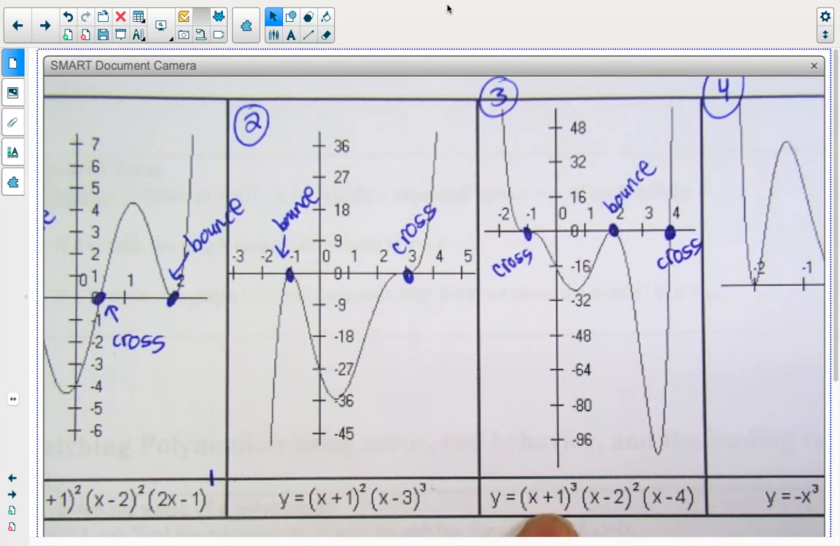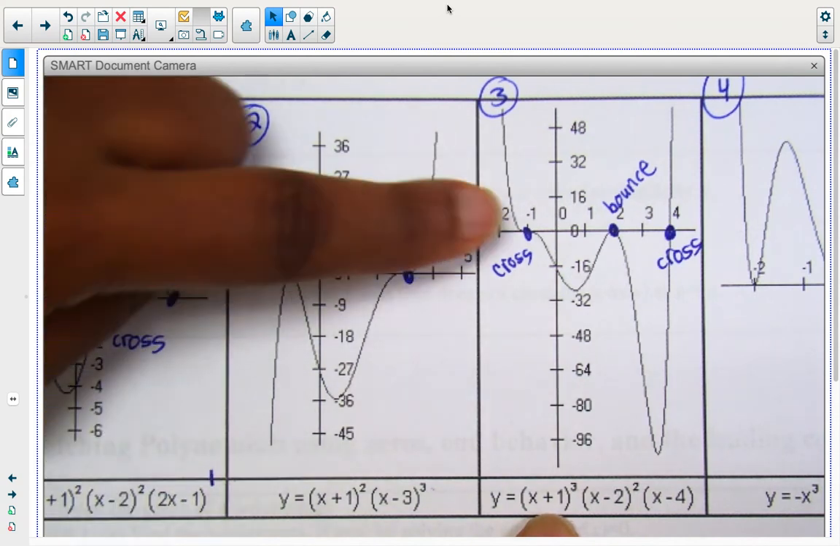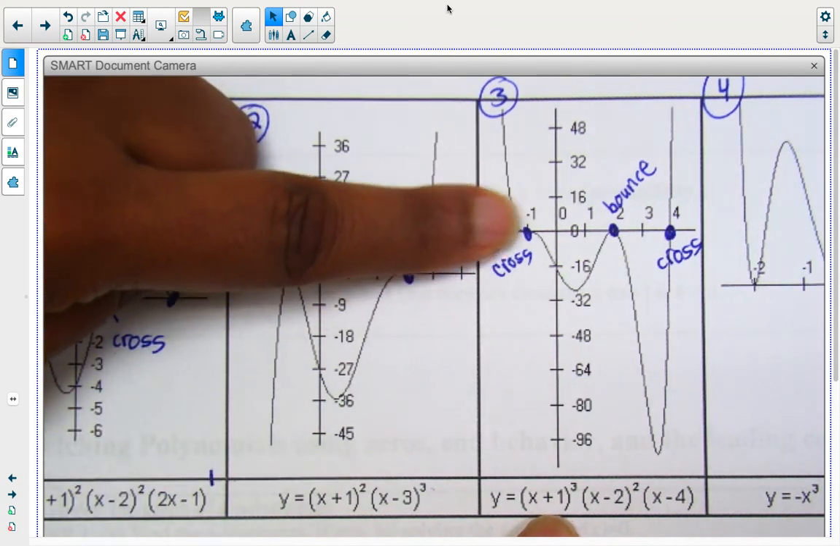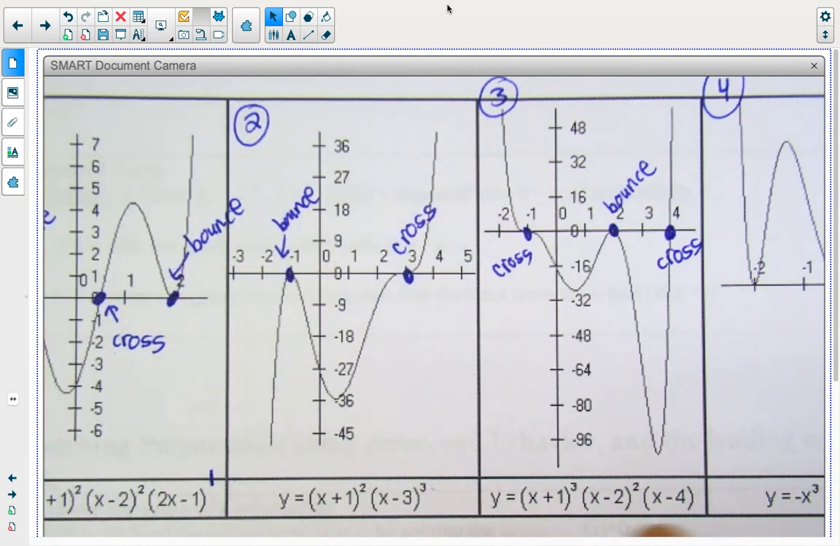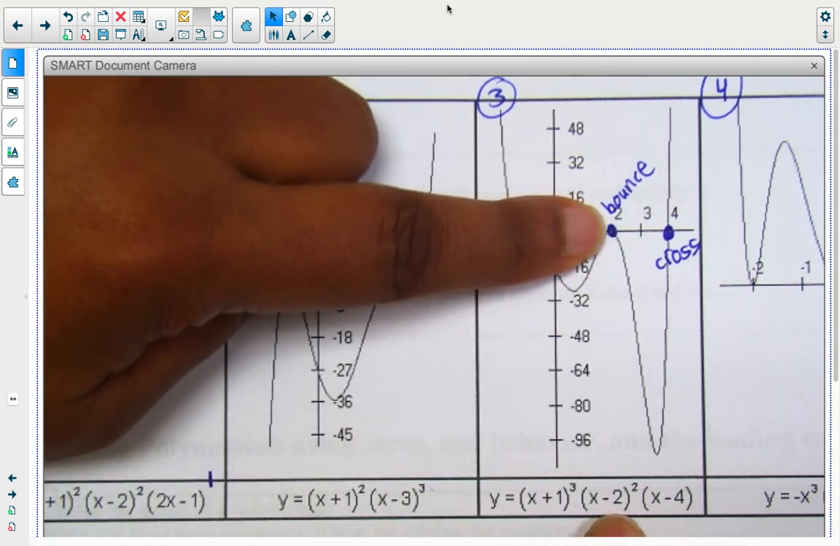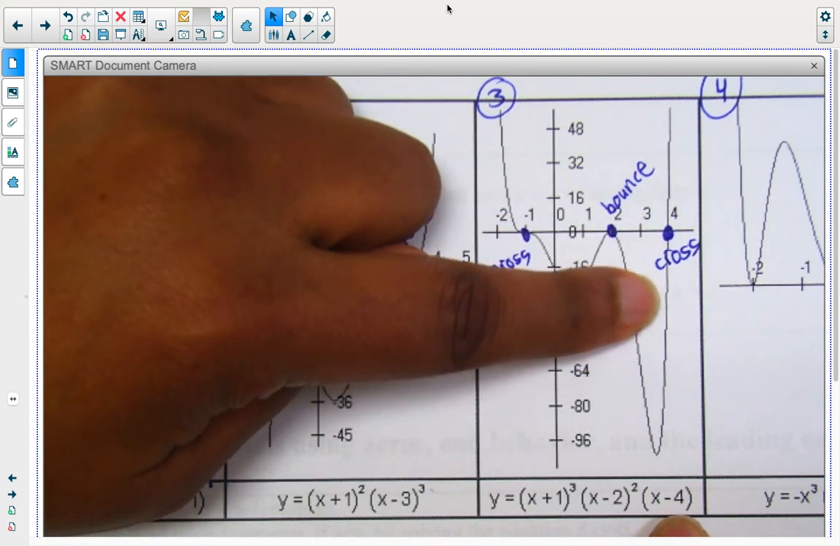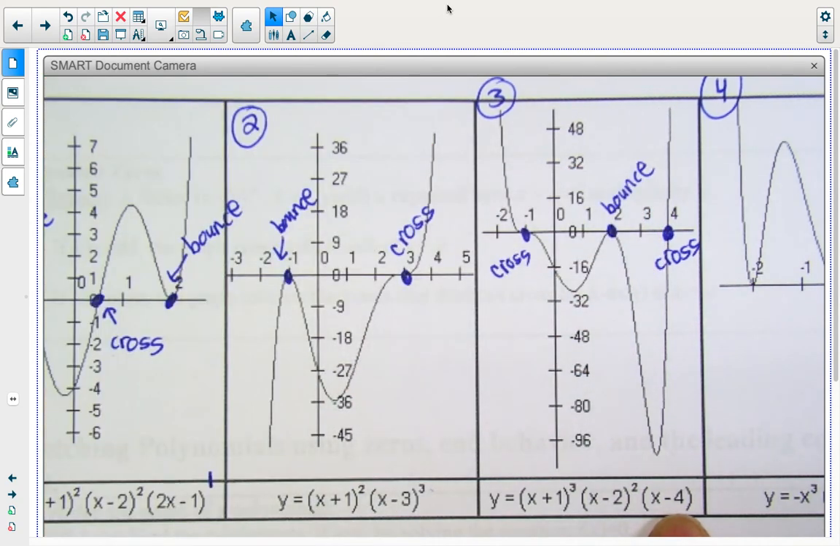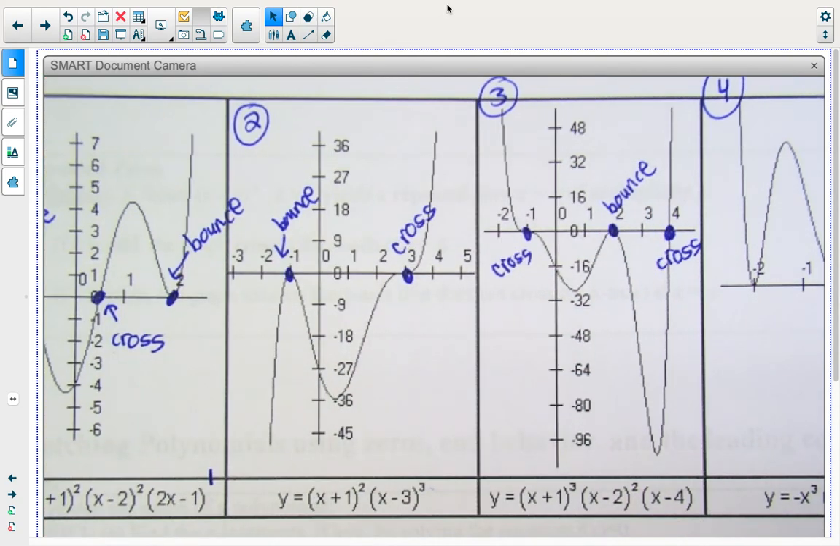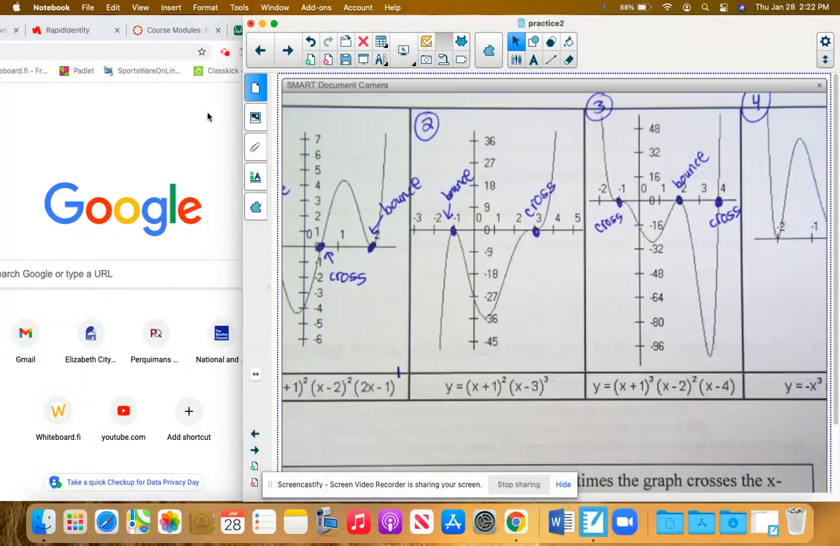So x plus 1 corresponds to negative 1. You take the opposite sign, you solve it. Notice that one crossed, and it has a multiplicity of 3. This (x minus 2) is squared, so it touches right here. That's an even number, so it bounces. And this one here, this x minus 4 crosses through. So it goes up and it goes through the x-axis. So now we know the difference between bouncing and crossing, so we can get into some examples on what you should be expected to know.